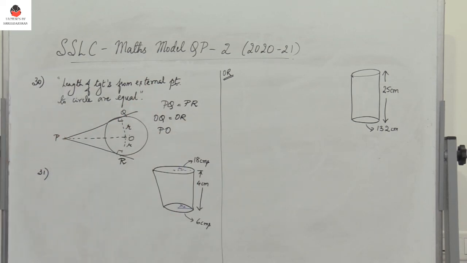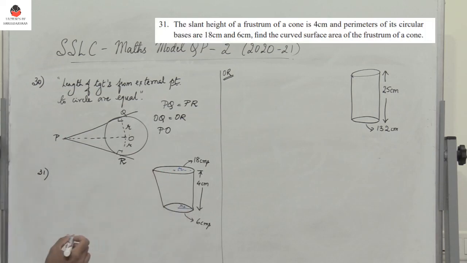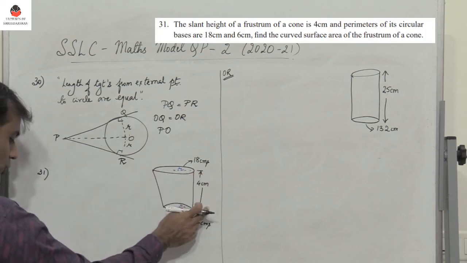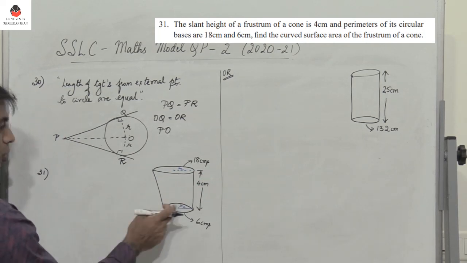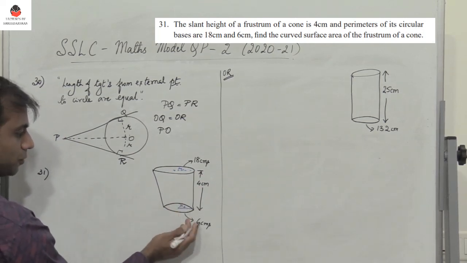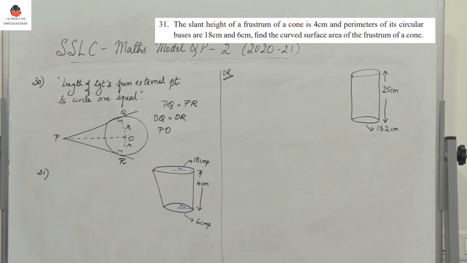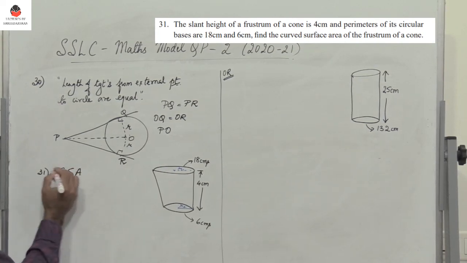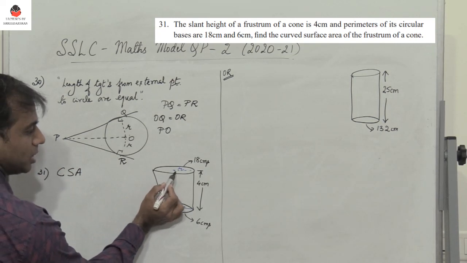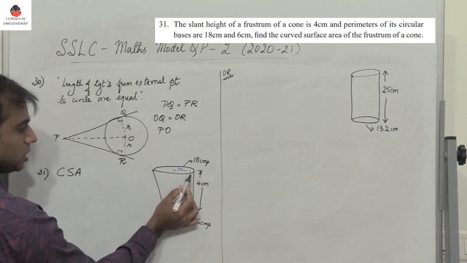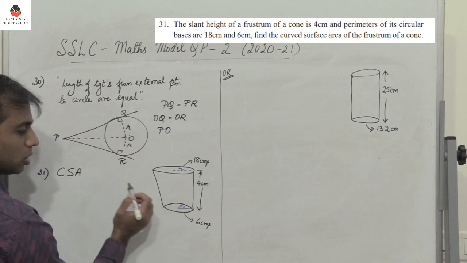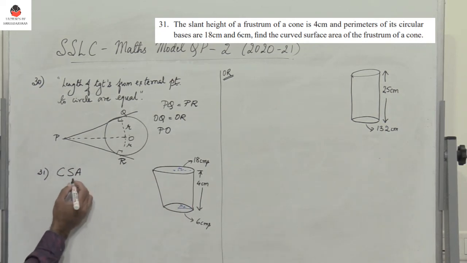So let's move on to problem 31. It's been given that the slant height of a frustum of a cone is 4 centimeters. So this is 4 centimeters, and the perimeter of the bases. So the perimeter of the lower base is 6 and the upper one is 18 centimeters, and we need to find the curved surface area of the frustum of the cone. Now let me assume that the radii of the upper circumference is R1 and the bottom one is R2. We know that the circumference is given by 2 pi r.